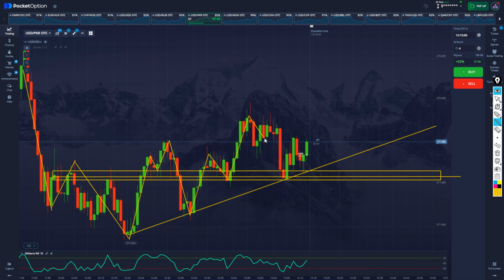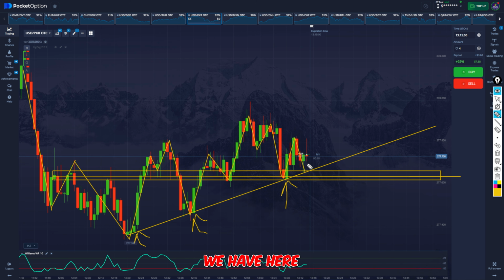Okay, so the market now made this uptrend. Okay, and this uptrend has been touched 1, 2, 3 times, and we have a retracement here. Okay, so let's see now what's gonna happen.